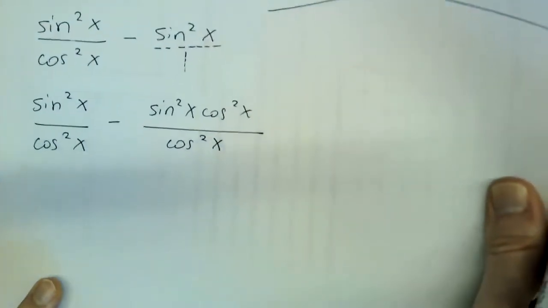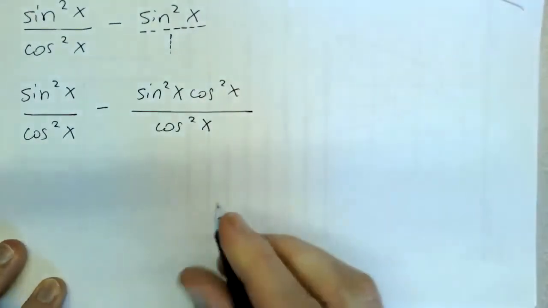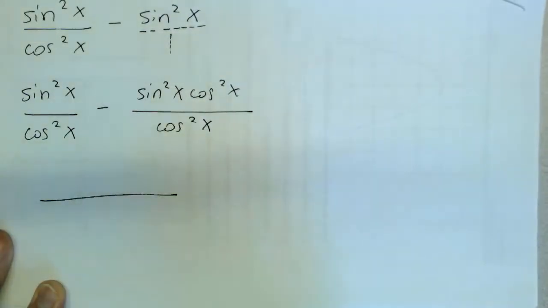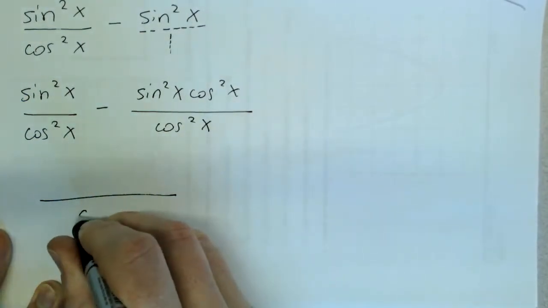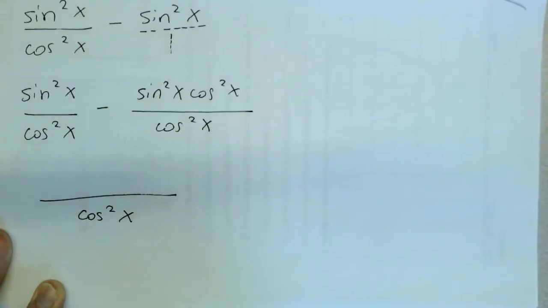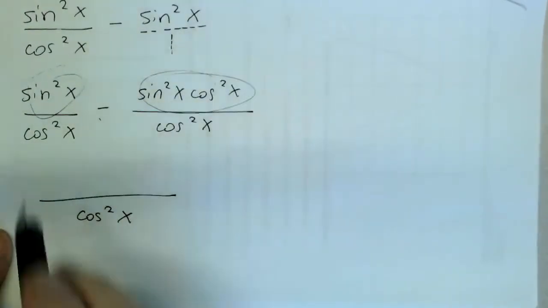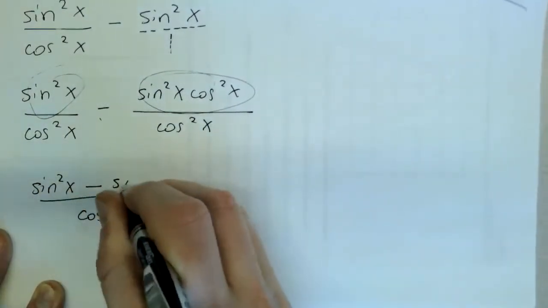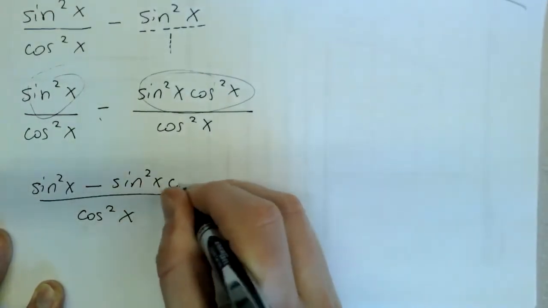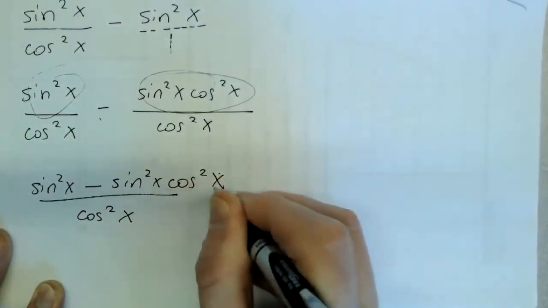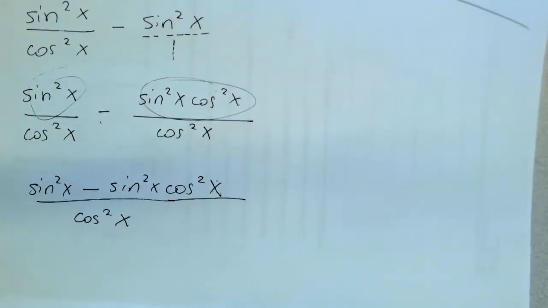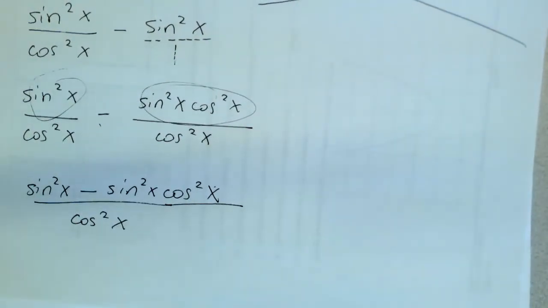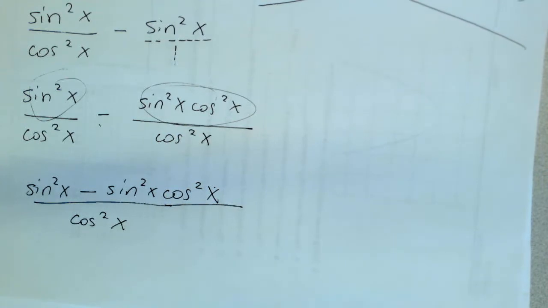And now I'm ready to combine some fractions. So let's do that. Big fraction bar. The denominator stays the same, cosine squared. And I'm going to take this guy minus this guy in the numerator. Okay. So what? That doesn't look very good. In fact, that looks a lot worse than what we started with.